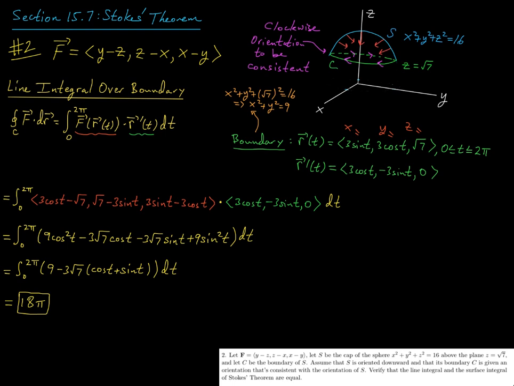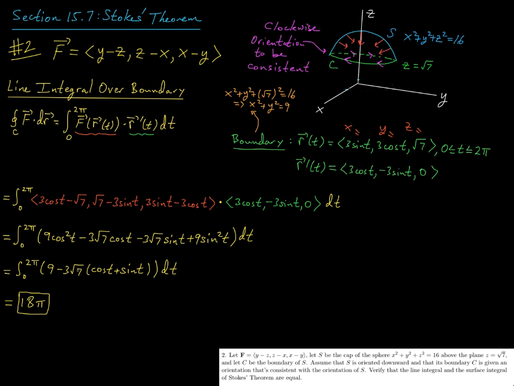All right, so now from the Pythagorean identity, 9 cos squared plus 9 sine squared, that's just 9. And then here I've just factored out the 3 root 7. So I have minus 3 root 7 times the quantity cos t plus sine t. And now if I integrate cosine t over the interval from 0 to 2 pi, I'm just going to get 0.